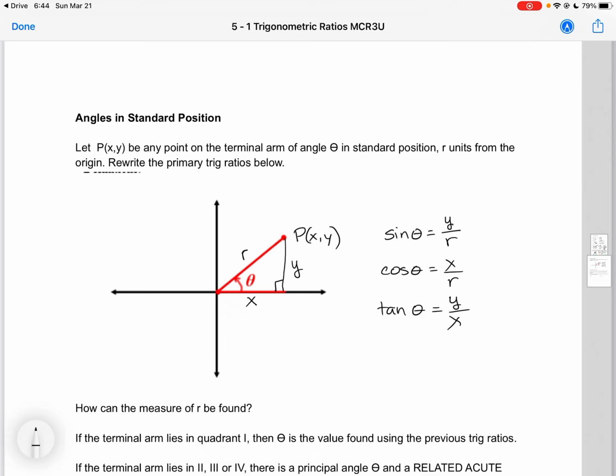So the big question is, how can the measure of r be found? Well, we're looking at a right angled triangle. We know the Pythagorean theorem, so we can use that to find r.